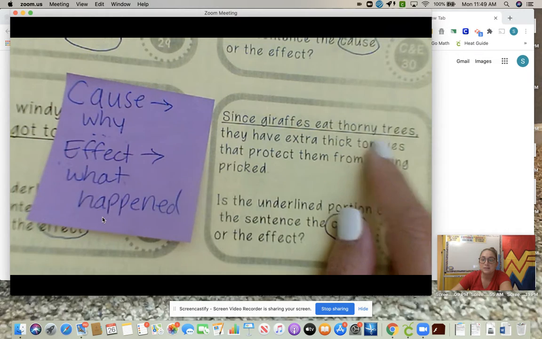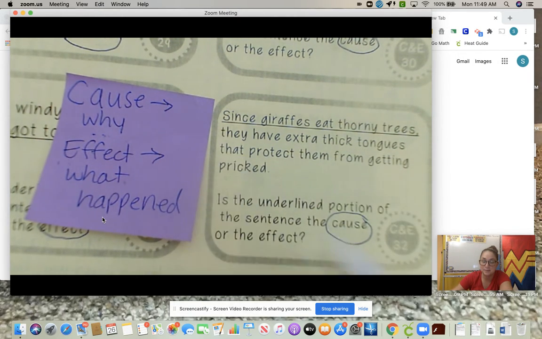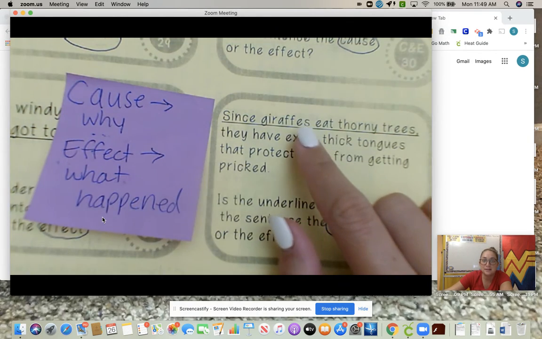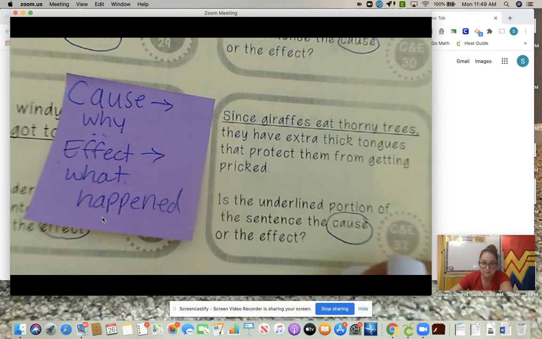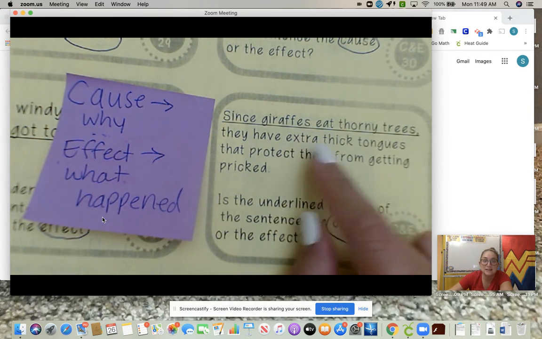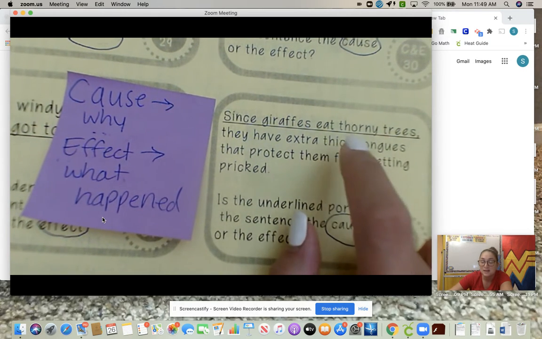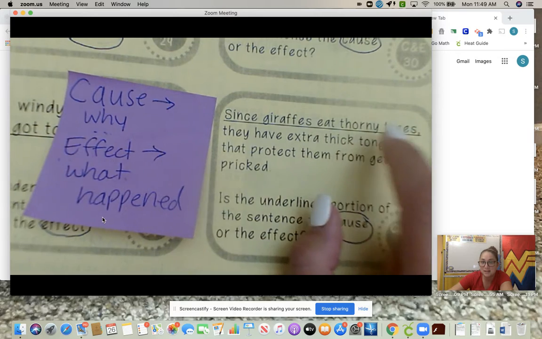Since giraffes eat thorny trees, they have extra thick tongues that protect them from getting pricked. So what happened is they eat thorny trees. Okay? I'm sorry. What happened is that they have extra long tongues. Well, why do they have extra long tongues? Extra thick tongues. They have extra thick tongues because they eat thorny trees.